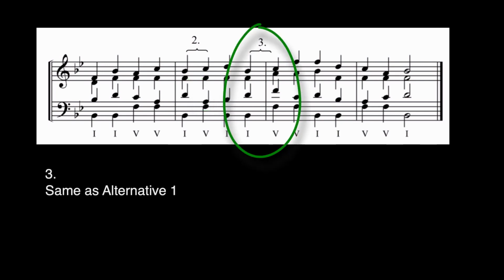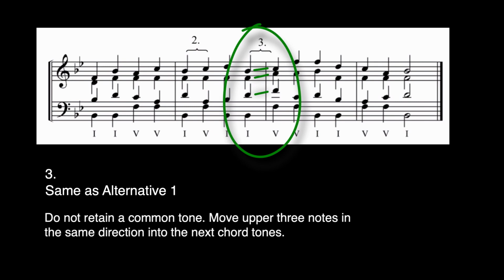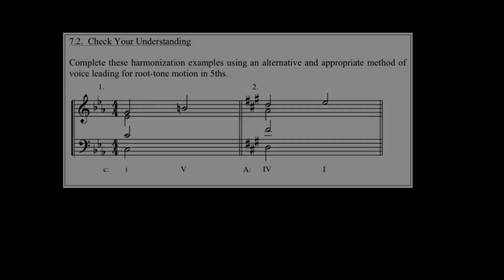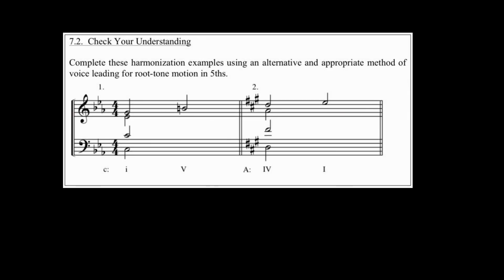Or number 3, don't retain a common tone and move the upper 3 voices in the same direction. So again, the melodic motion in the soprano demanded some alternative voice leading. You can go ahead and check your understanding 7.2, and you get to try root tone motion in fifths with some kind of an alternative method for voice leading.